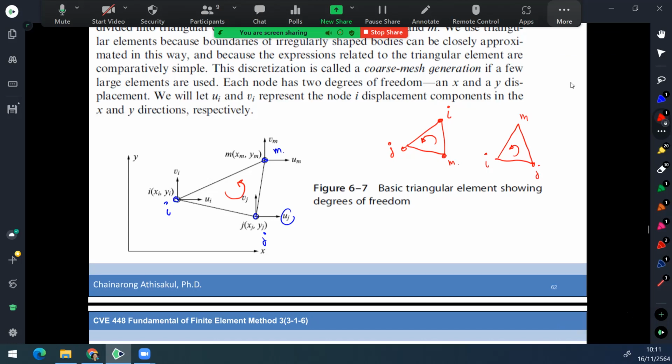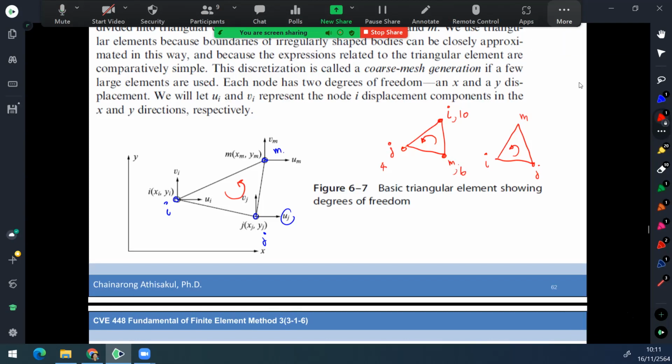For the global one, this may not be in this sequence. Node I may be node number 10, for example. Node J may be node number 4. Node M may be node number 6 or something. Okay, it's up to the problem.